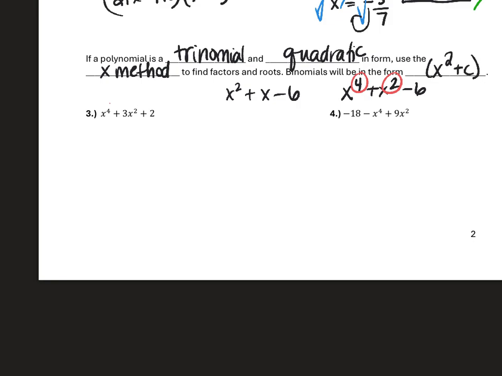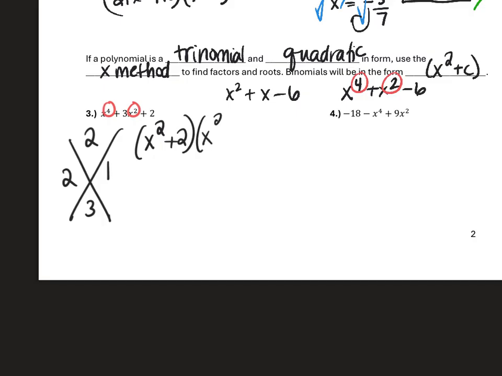For example, number 3, we can see that this is quadratic in form because we have x to the fourth, and then our next term is half a degree, like a degree cut in half smaller. So half of 4 is 2. So we'd use our x method, 2 on the top, 3 on the bottom. Our two factors are 2 and 1, which gives us, because we're doing to the fourth, our binomial will be x squared plus 2 and x squared plus 1. And then we just set equal to 0 and solve.